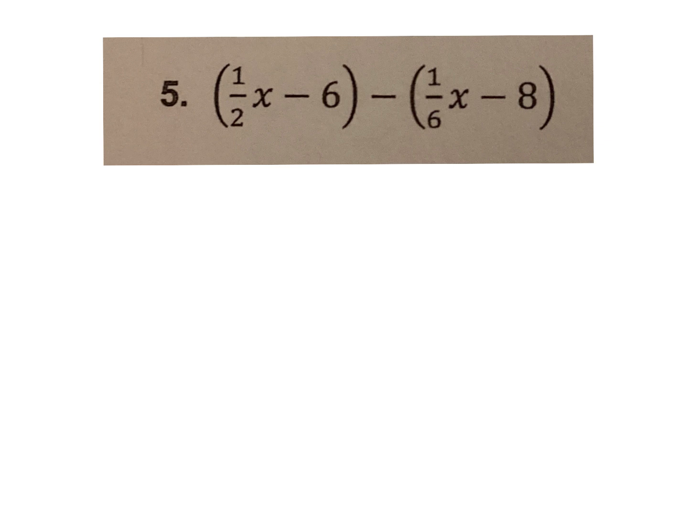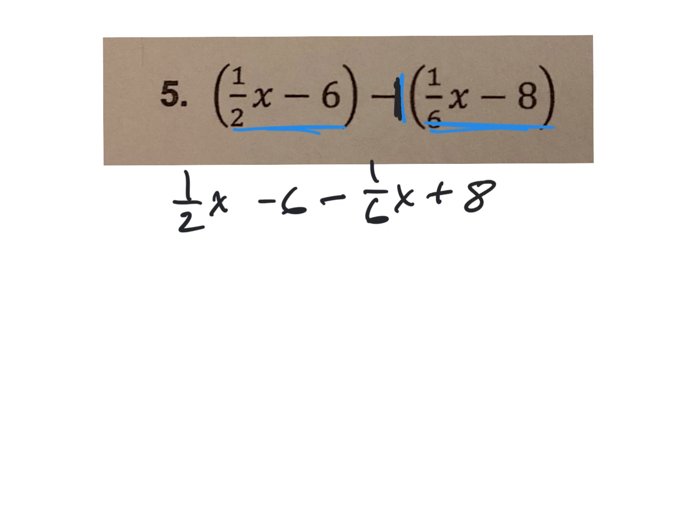All right, another one. This time, instead of adding linear, I'm subtracting. Can't do anything there, can't do anything there. But because I have the subtraction, I could either add the opposite, or I'm going to put a 1 here that is always there. I'm going to do that in black to make it a little bit more obvious. There we go. And then I'm going to distribute that. So what I have is 1/2 x minus 6. -1 times 1/6x is a -1/6x. And -1 times -8 is a +8.